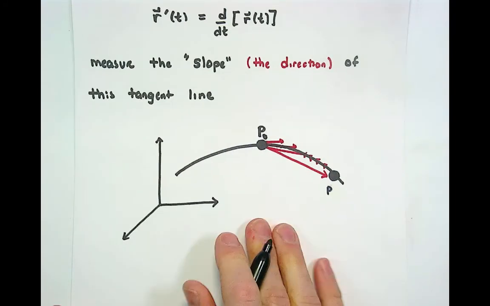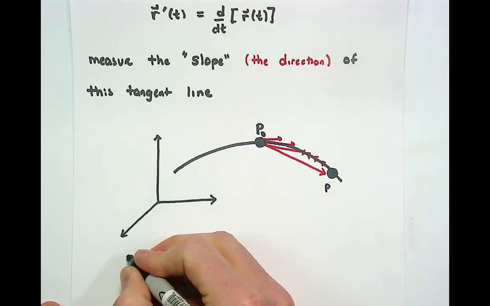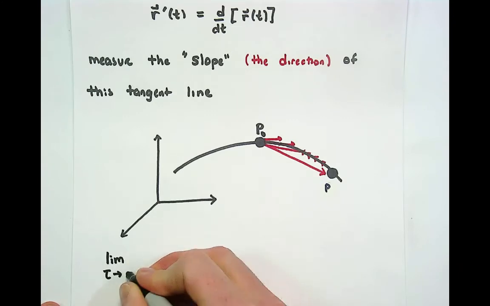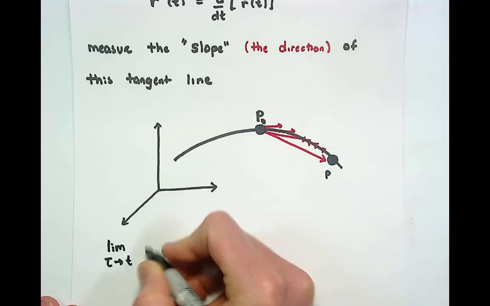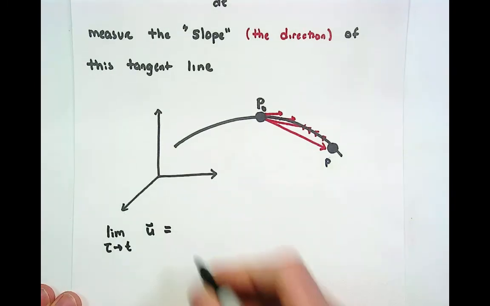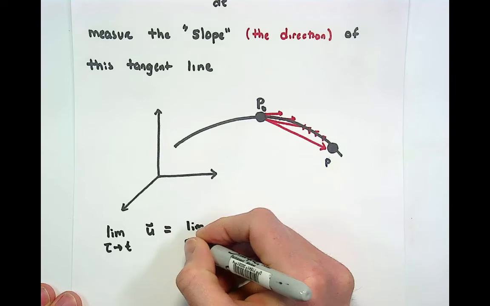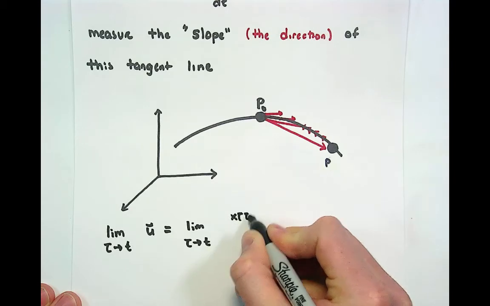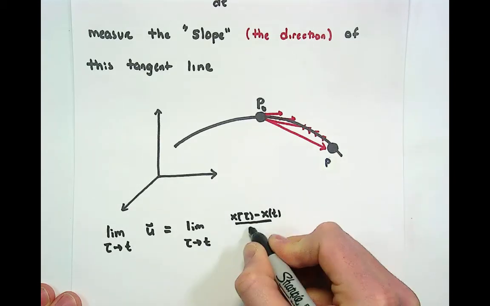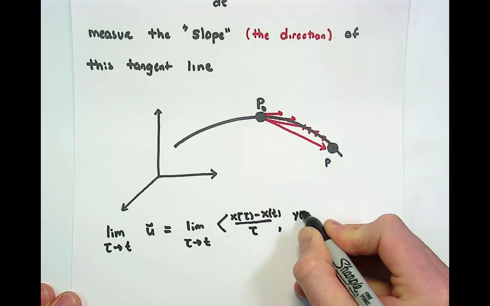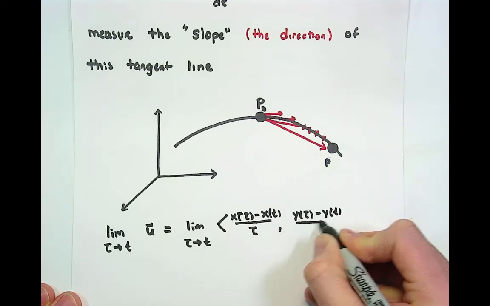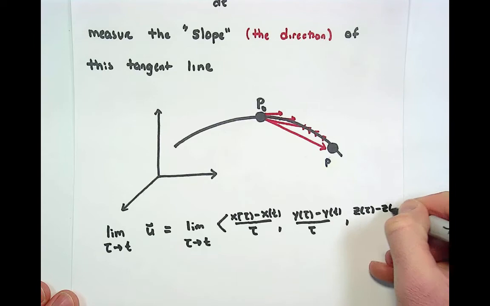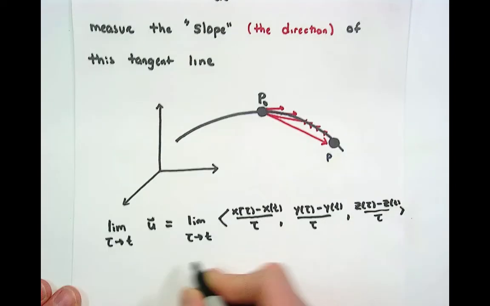And we will say that the tangent line direction is given by taking the limit as tau approaches t of the vector u, which of course we just said is the limit as tau approaches t of, and this is where I have to be careful, x of tau minus x of t divided by tau, y of tau minus y of t divided by tau, and then of course z of tau minus z of t divided by tau.